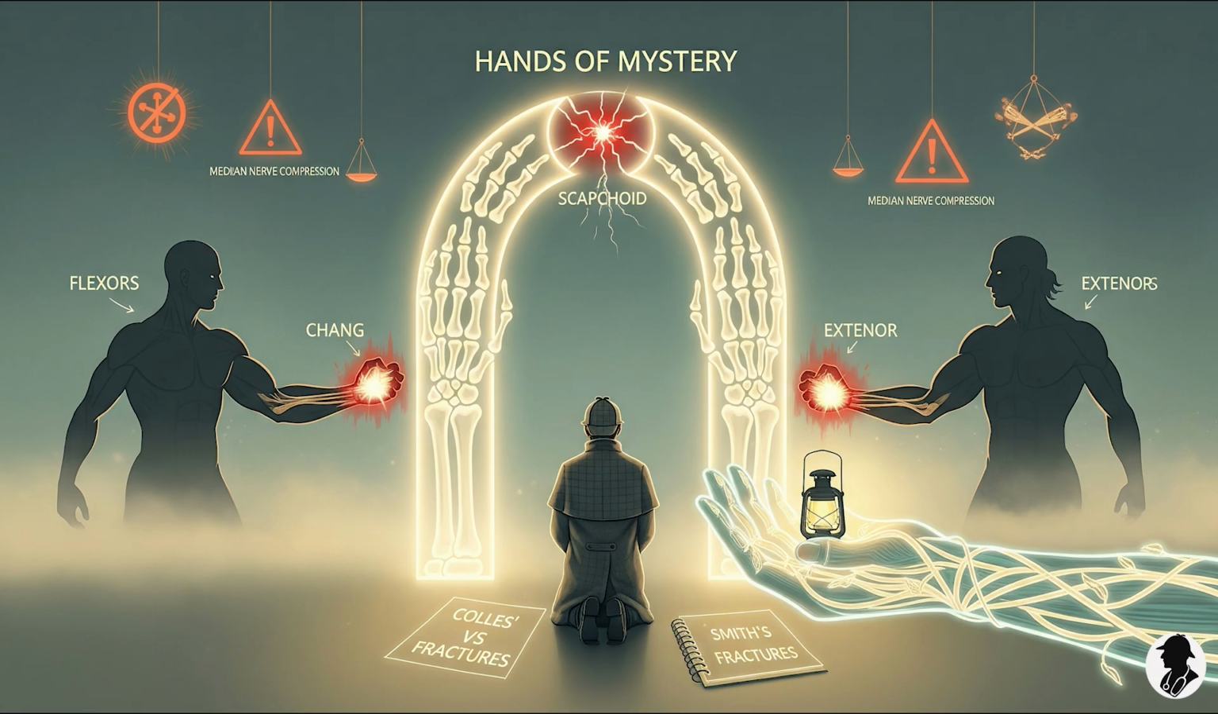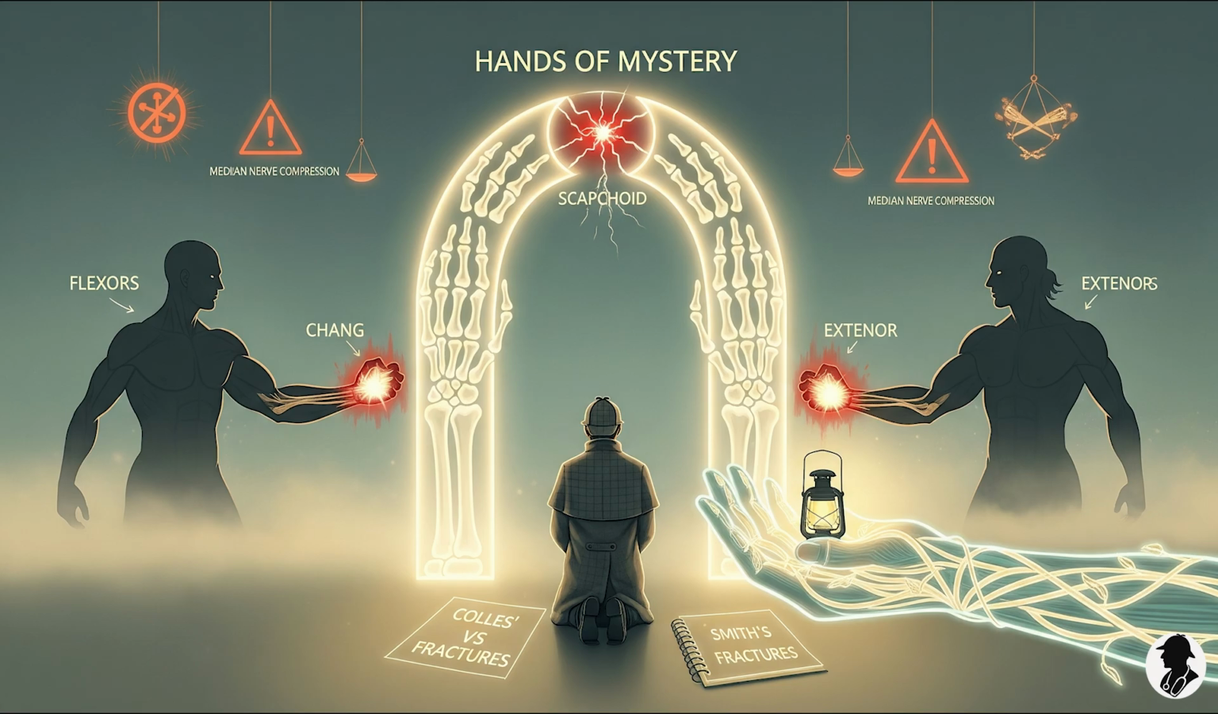And you mentioned the scaphoid is particularly important clinically. Very. That fall on the hand we talked about. If the patient has tenderness right in that anatomical snuffbox, suspect a scaphoid fracture. And here's the critical part. Its blood supply is kind of precarious.